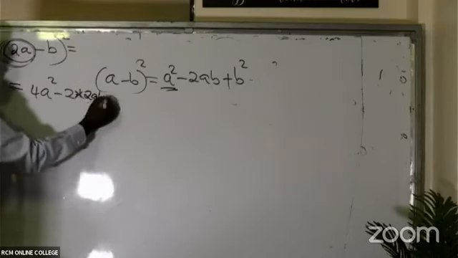So then that will lead to what figure at the end of the day? It will be 4a squared minus 4 what here? AB plus what here, somebody? Plus b squared. Is there anybody who got this correctly?